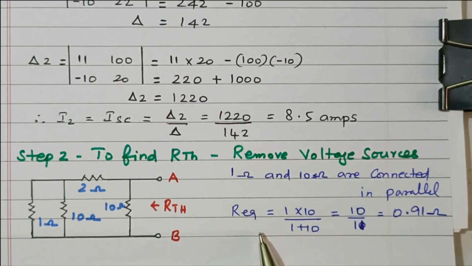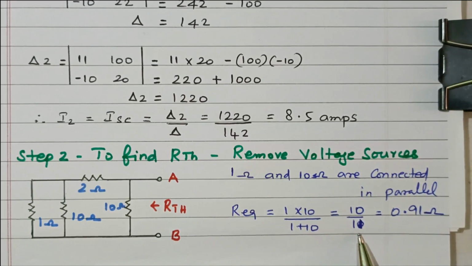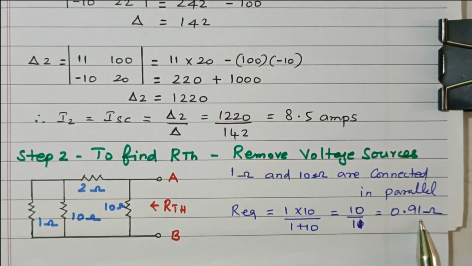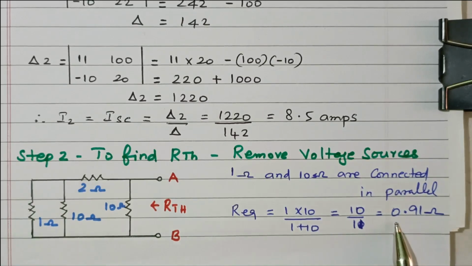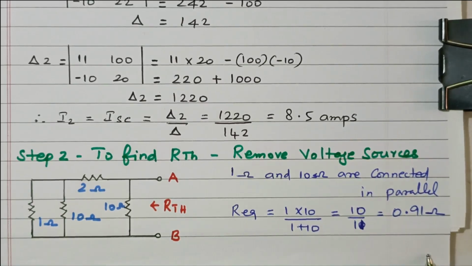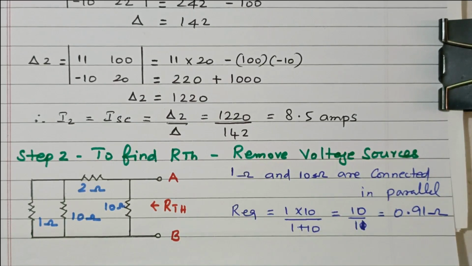So R equivalent equals R1 into R2 divided by R1 plus R2. That is 1 into 10 divided by 1 plus 10. So 10 divided by 11 is 0.91 ohm, right? Now these two resistors are simplified with the value 0.91 ohm. Now we'll go for further simplification.